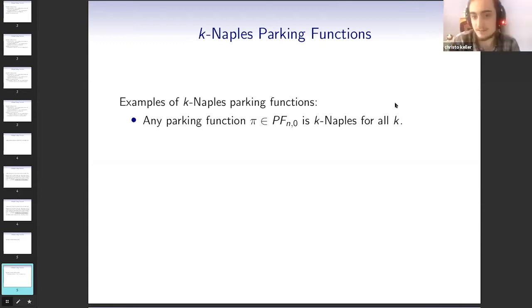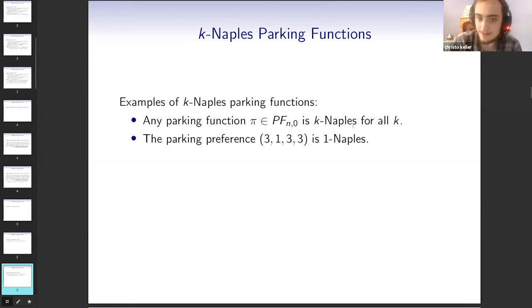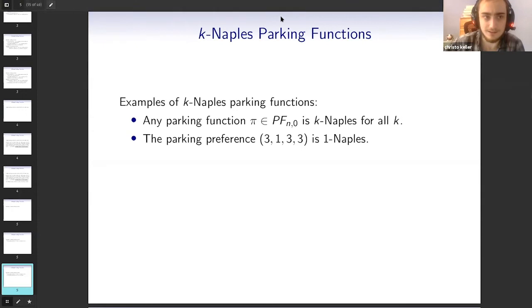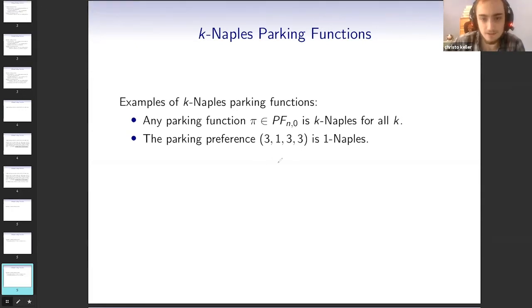3133 is from Naples. So the idea is the first car parks in the third spot. The second car sees the third spot taken and parks in the first spot. In fact, I don't know why I haven't been drawing this out. I have the ability to annotate. I should have done that. It might have made this clearer. So we have 4 spots: 1, 2, 3, 4. The first car wants to park in the third spot, so it does that. The second car wants to park in the first spot, so it does that.